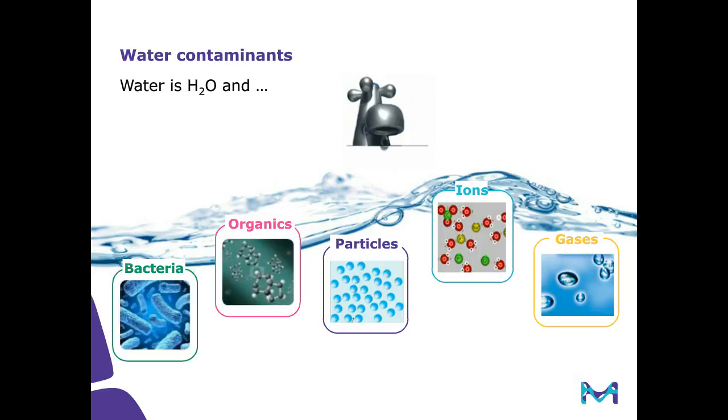A fourth family of contaminants are ions. So those also come from nature, from the fact that water comes into contact with many different rocks and the soil. And once again, those are actually quite good for our health, but they may have an impact on your experiments. And the fifth family of contaminants are gases, dissolved gases.